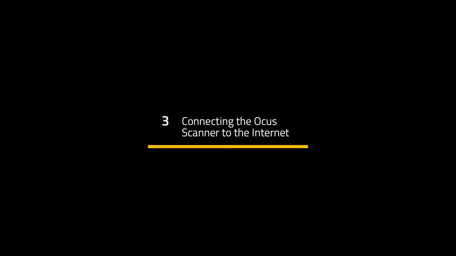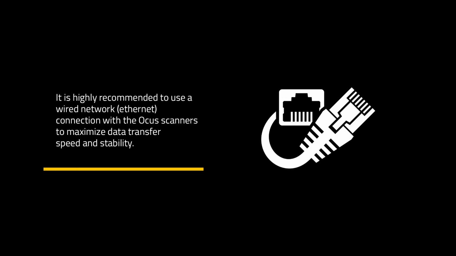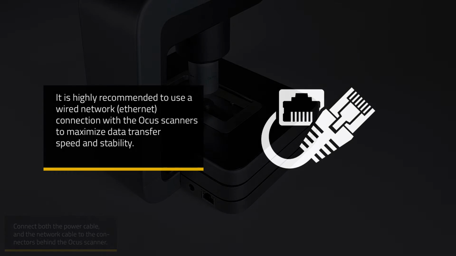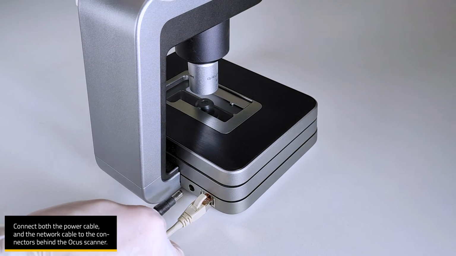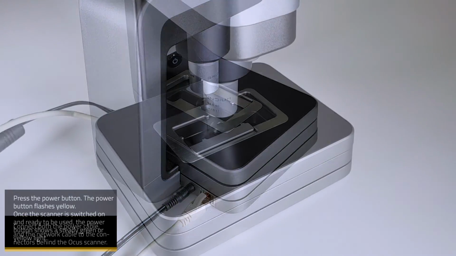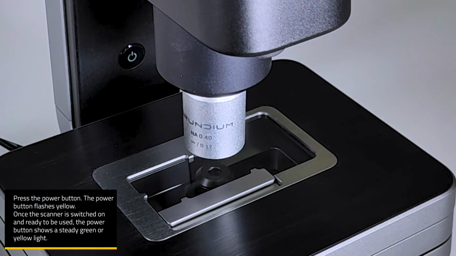Now to connect the Ocus scanner to the internet. It is highly recommended to use a wired network connection with the Ocus scanners to maximize data transfer speed and stability. Connect both the power cable and the network cable to the connectors behind the Ocus scanner. Press the power button. The power button flashes yellow.